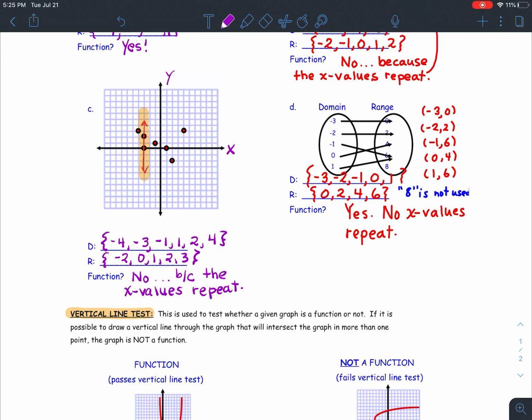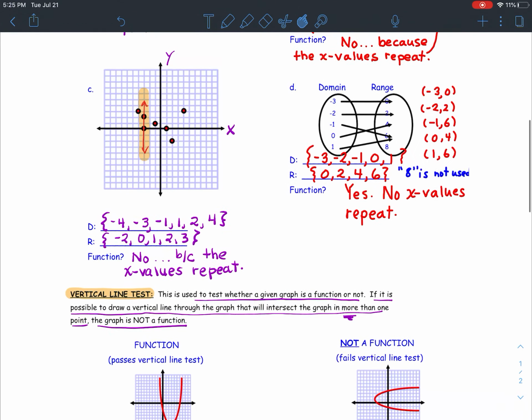Okay, and so we have here that we're using the vertical line test. It's used to test whether a given graph is a function or not. That means if it is possible anywhere on your graph to draw a vertical line that would go through the graph in more than 1 point, that disqualifies that graph from being a function.